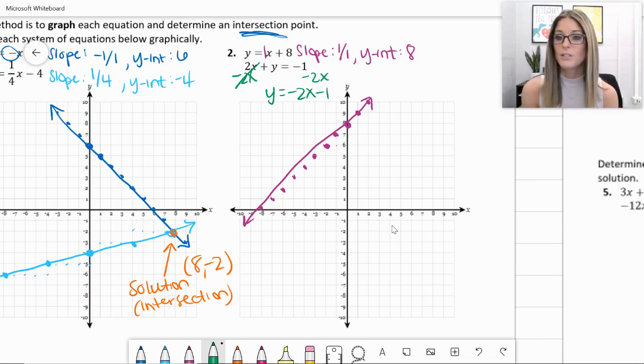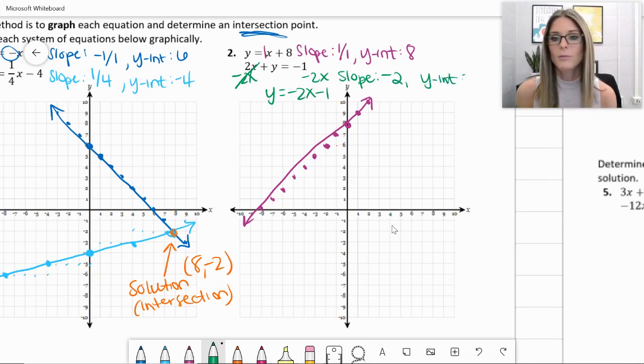If there was a coefficient in front of y, I would also divide everything by y, possibly giving me some fractions for our slope and things like that. Y equals negative 2x minus 1. My slope's negative 2. Y-intercept is negative 1. We're going to start at negative 1 on the y-axis and plot that y-intercept.